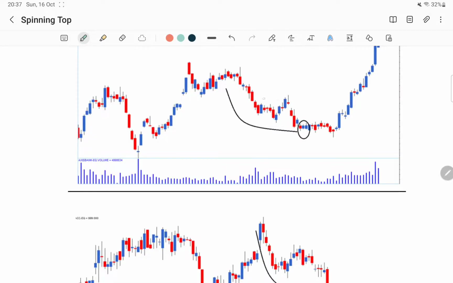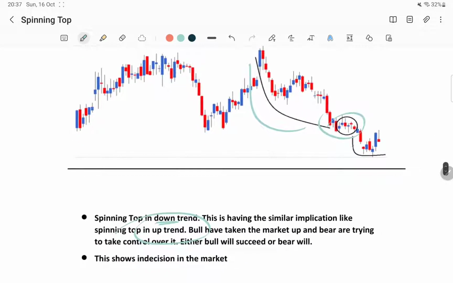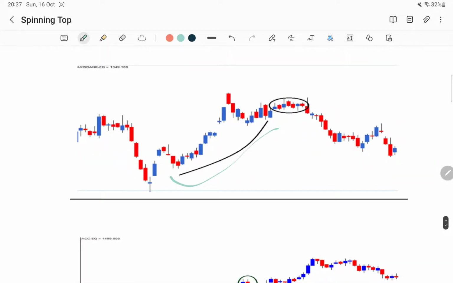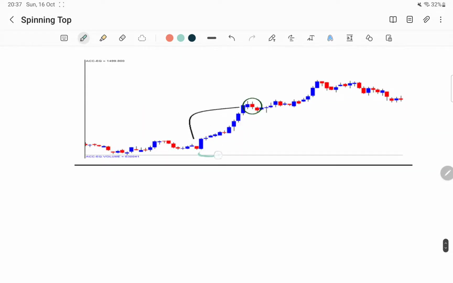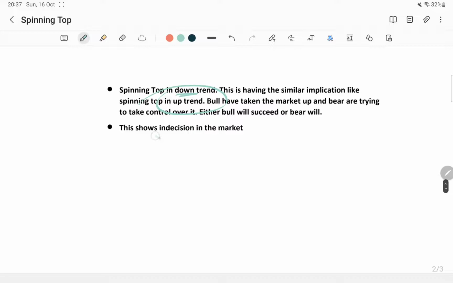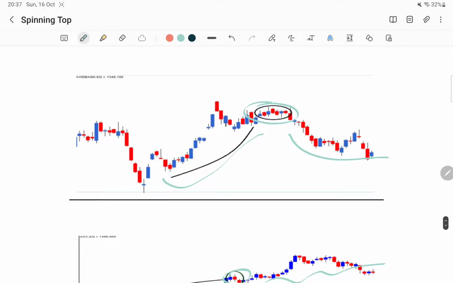Take the example: after a downtrend we see a spinning top, then a huge uptrend. In the same manner, a downtrend, a spinning top, then again a downtrend. If you see a good uptrend, then a spinning top, then we see a downtrend. Or an uptrend, a spinning top, then again an uptrend. So a spinning top basically says there is indecision in the market, meaning we are not in a position to decide what is going to happen to the stock or the index. So accordingly we have to take care and take our position.